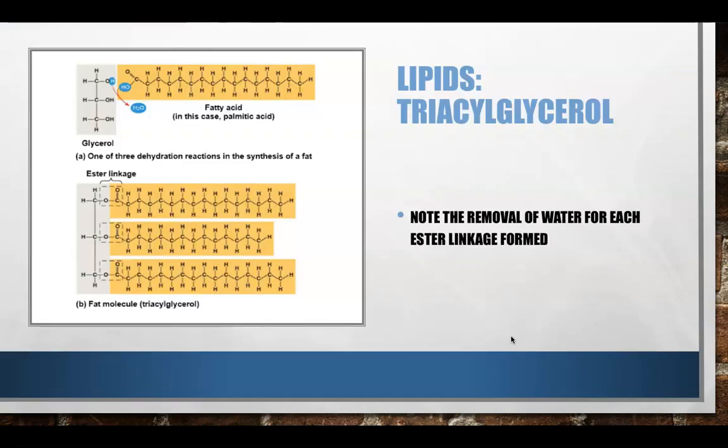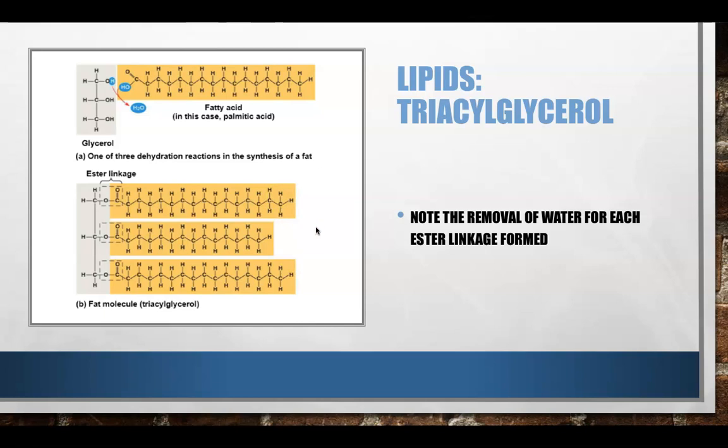The linkage between the glycerol backbone and the fatty acid chains is called an ester linkage. And that ester linkage is going to contain a carbonyl group. You see this carbon with the double bond to the oxygen here? And you see the removal of water here, where you're going to have the hydrogen removed from the glycerol, and the hydroxyl group removed from the fatty acid. Fatty acids can be either saturated or unsaturated.